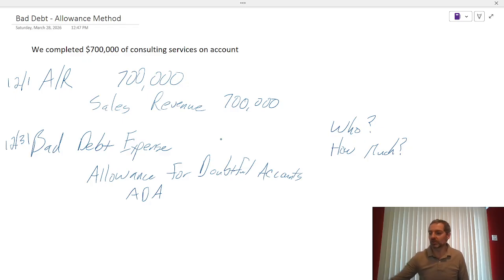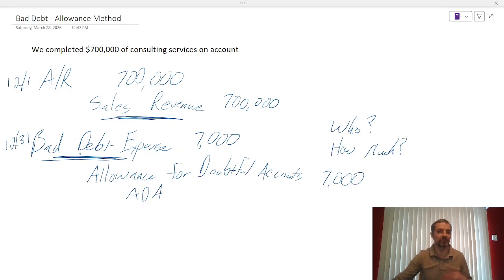1% of 700,000 is $7,000. So we are guessing that $7,000 is what we are not going to collect. So we make this journal entry on December 31st as an adjusting entry. And now this has effectively put the sales revenue and the bad debt expense on the same income statement. That fixes the matching principle thing.